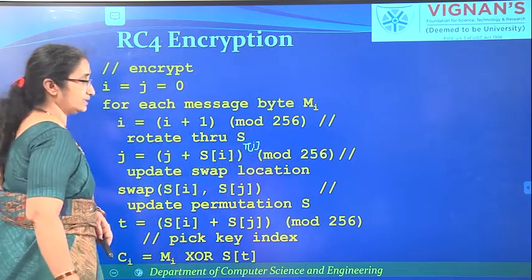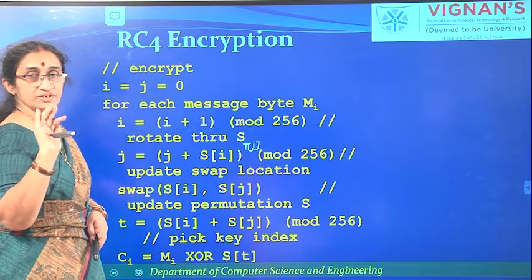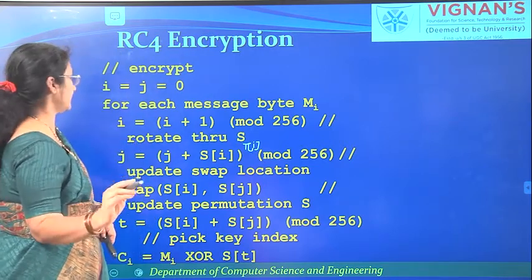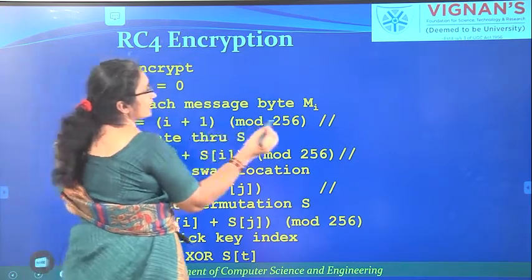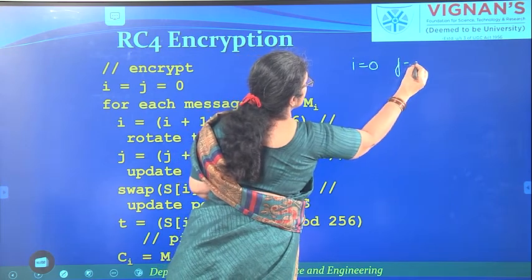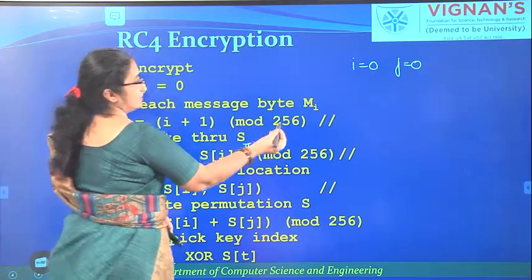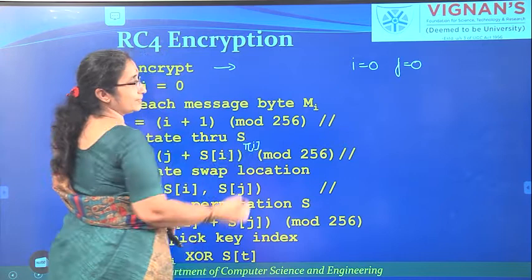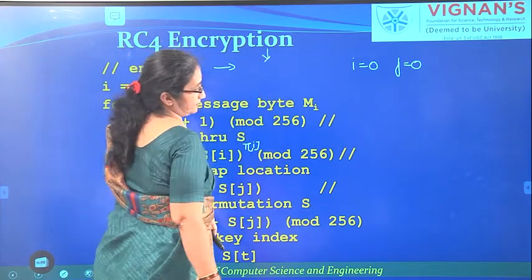Previously we were using T of I. Why are we using T of I? We are using it only for shuffling. For key generation you are not using T of I. So, again here you are putting the value of i equal to 0 and j equal to 0, that is initializing, and for every message you will be getting some plain text message. As soon as you get a plain text message, you have to generate a key.